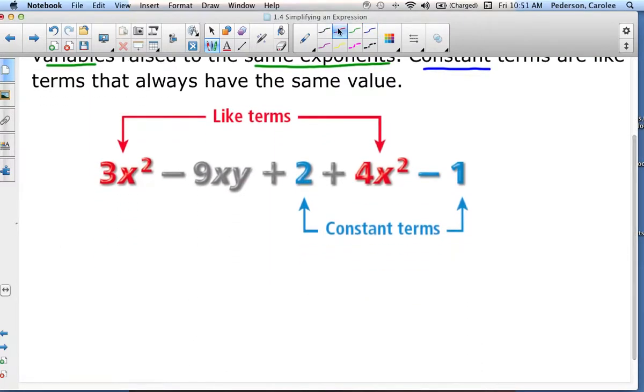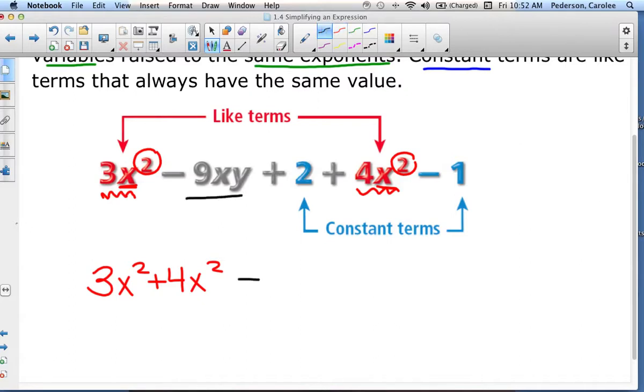You'll notice your like terms are the red because it has a 3x squared and a 4x squared. They both have the same variable of x and the same power of 2. So let's write those down here. So 3x squared plus 4x squared. Then our next term is minus 9xy. Notice there isn't any other terms with that 9xy. And then our last piece is what we call our constant, the plus 2 and the minus 1.